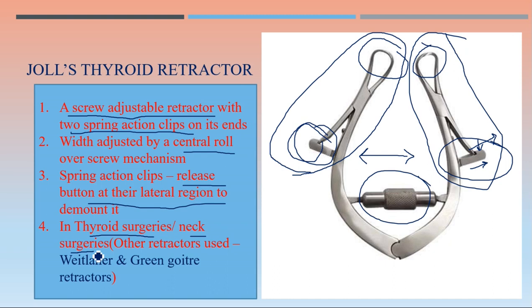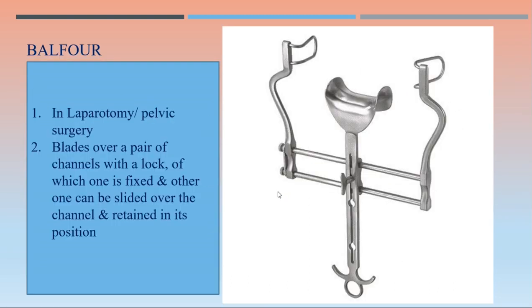The other types of retractors that can be used in place of this Joll's thyroid retractor could be Witt-Lanner and Green goiter retractors. So just see, this is the picture of Joll's thyroid retractor. You have already seen this, probably in the second video, on quick identification of Joll's thyroid retractor. And these were the important points regarding this.